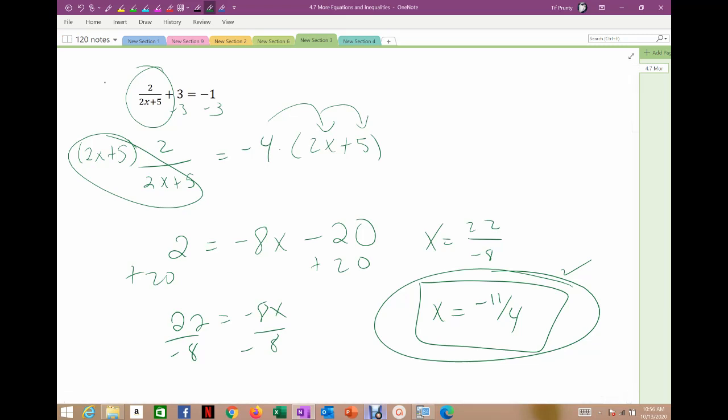So that finishes up by hand. And then I'm going to show you how to do it on the calculator. So you can either solve it by hand or you can solve it graphically. And so the next example is solving it graphically. So I'm going to do that in the next video.